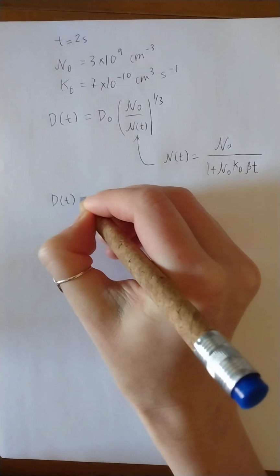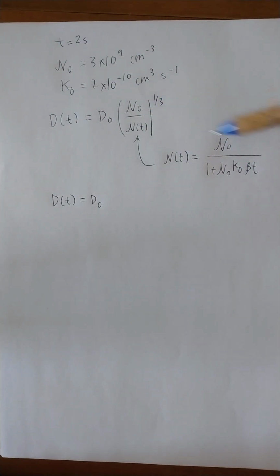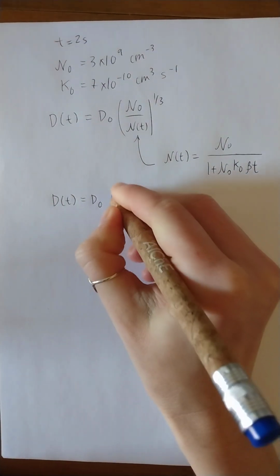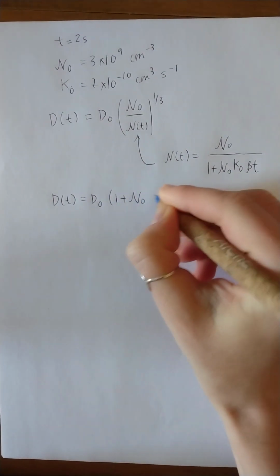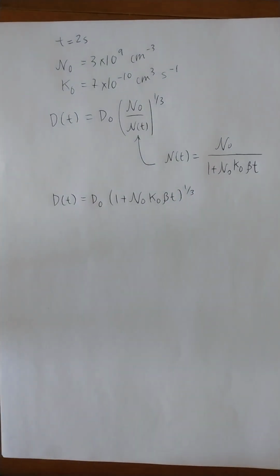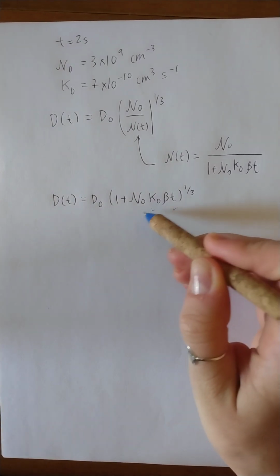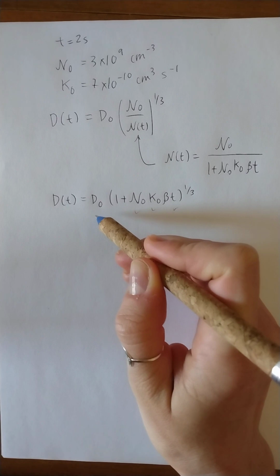So then d of t equals d_0. We have n_0 over n_0, that'll cancel. And what's in the denominator here will come into the numerator. And then we have all of these values over time, coagulation coefficient, and initial number concentration.